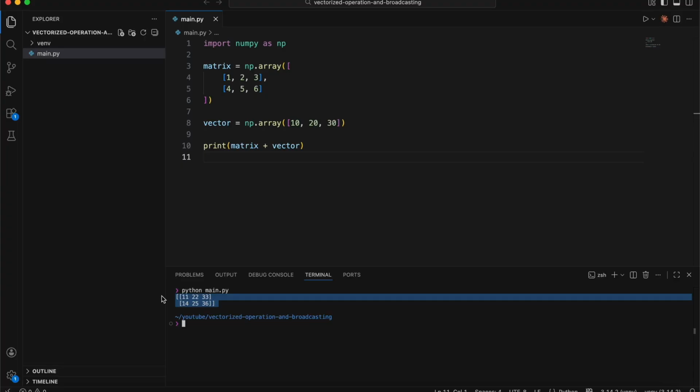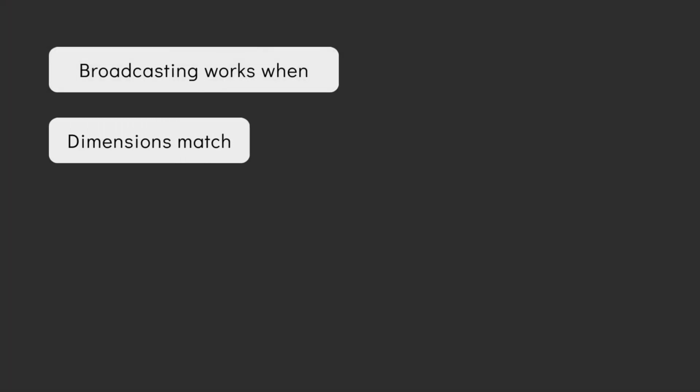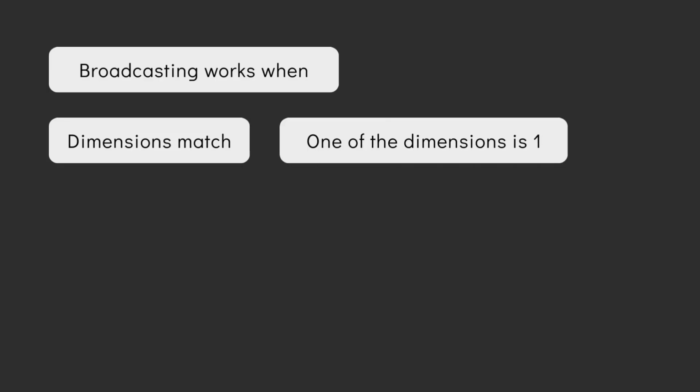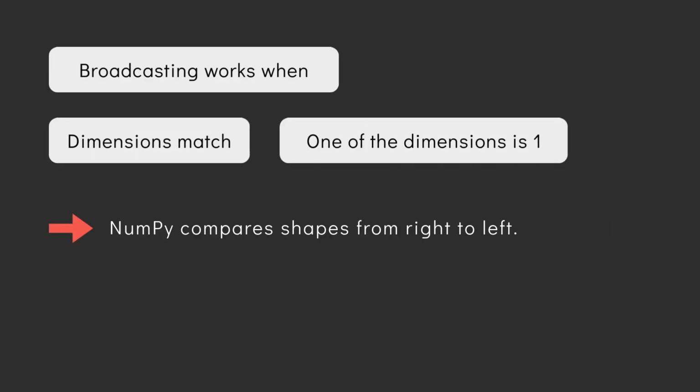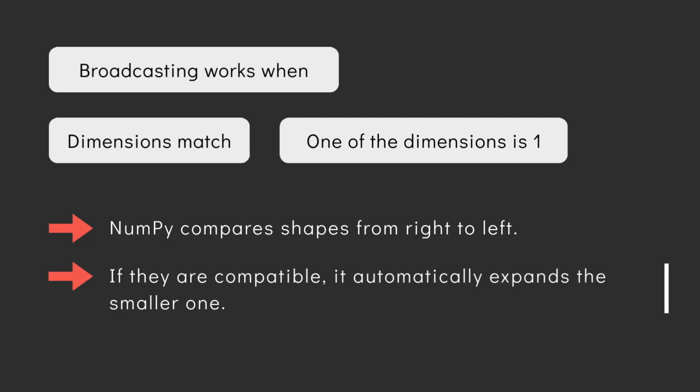Here is what's happening. The vector has 3 elements. Each row of the matrix also has 3 elements. Since the dimensions line up, NumPy applies the vector to every row. We didn't use a loop. We didn't copy the vector manually. NumPy automatically stretches the smaller array across the larger one. Broadcasting works when dimensions match or one of the dimensions is 1. NumPy compares shape from right to left. If they are compatible, it automatically expands the smaller one.